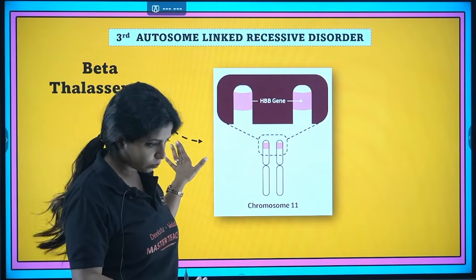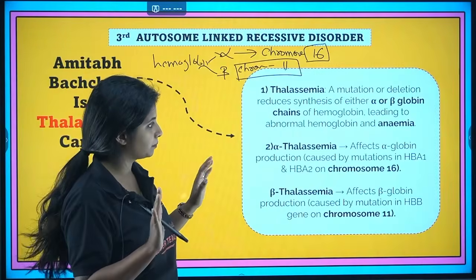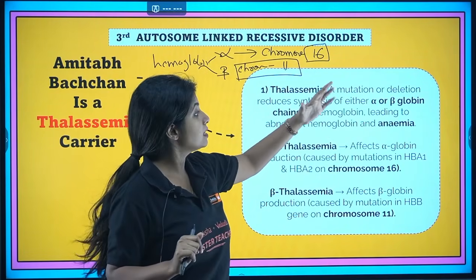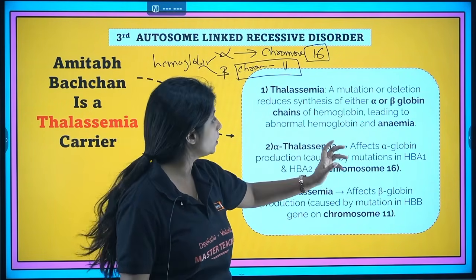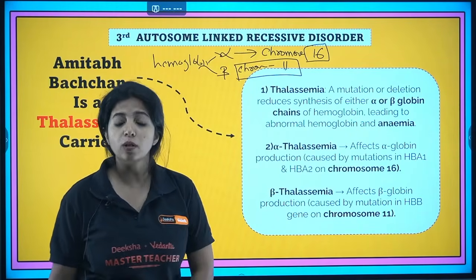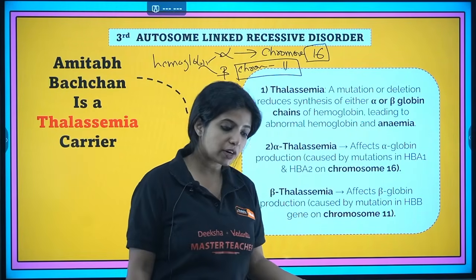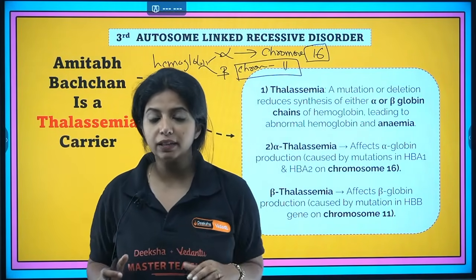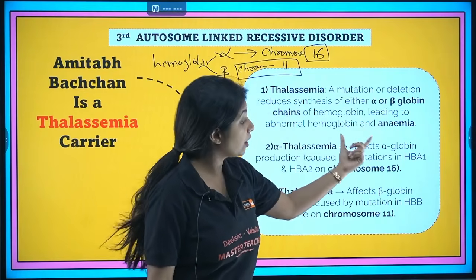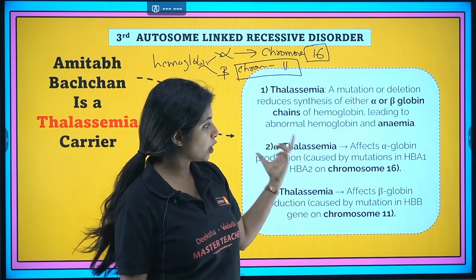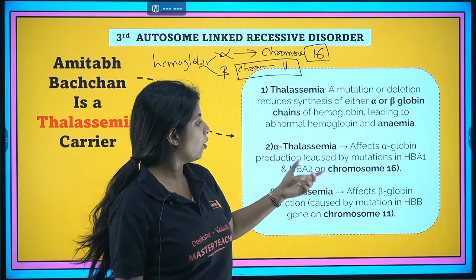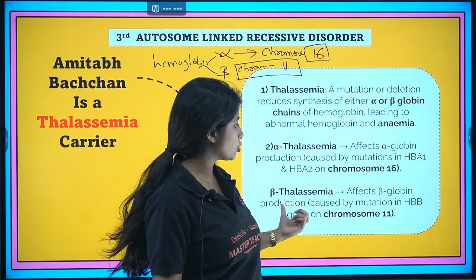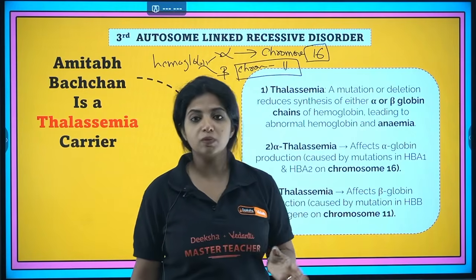Fine. So, listen to me very, very carefully. Thalassemia is a mutation or deletion reducing synthesis of either the alpha or beta globin chain of hemoglobin, leading to abnormal hemoglobin and also anemia. Because if hemoglobin is not there, you will have anemia at the end. Low RBC count, low blood count. Alpha thalassemia affects alpha globin production, caused by mutation in either the HbA1 gene or HbA2 gene of chromosome number 16. Beta thalassemia affects beta globin production, caused by mutation in the HBB gene on chromosome number 11.